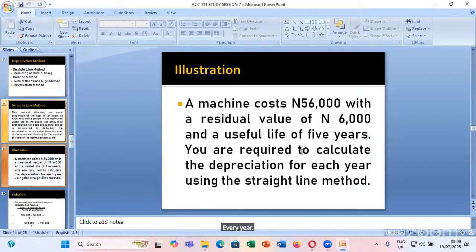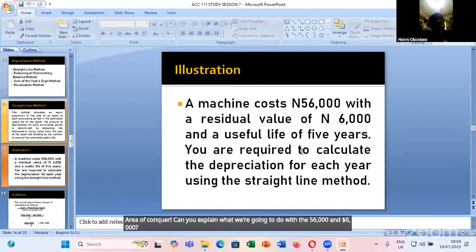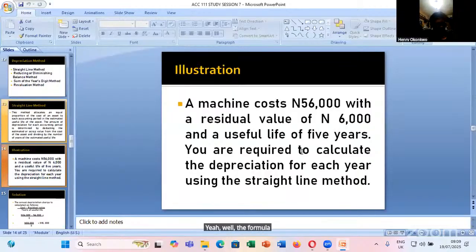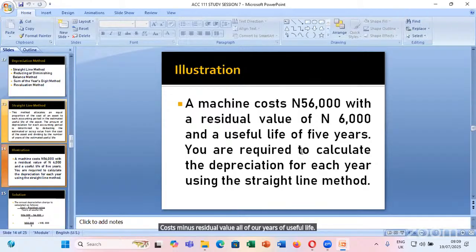Henry Okonkwo, can you explain what we are going to do with the 56,000 and 6,000? We are using the formula: cost minus residual value, all over years of useful life. Fantastic. That is a good one.